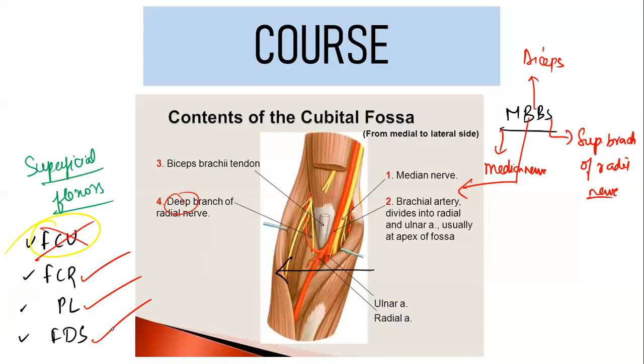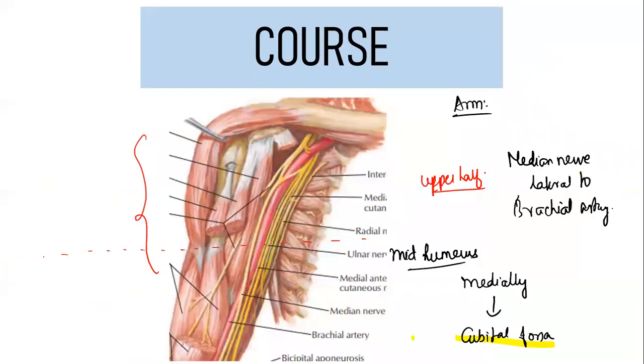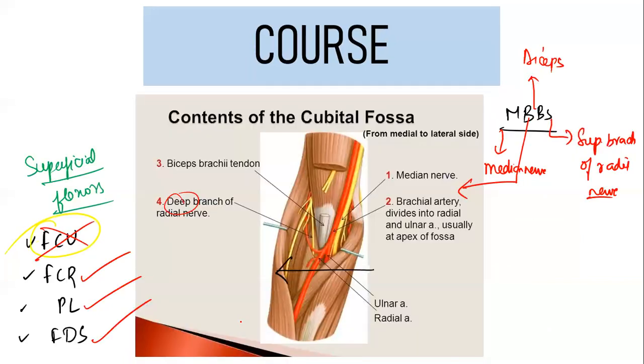Yes, I hope I'm clear till this, right? So it began, right? We saw the root value lie lateral to the third part of axillary artery. In the arm, at the upper half, it was lying lateral to the brachial artery. Then at the mid-humerus, it crossed the brachial artery, became medial, entered into cubital fossa and gave rise to these three branches, as we are clear.